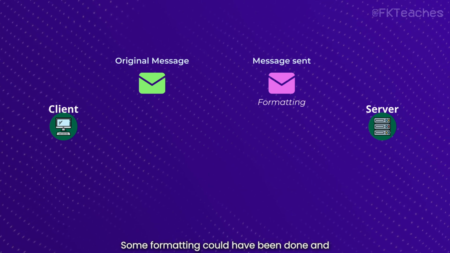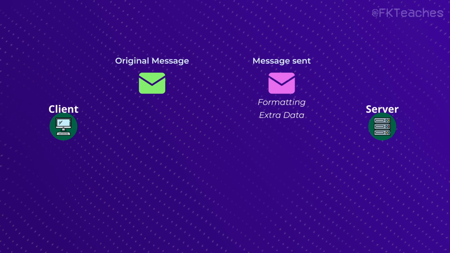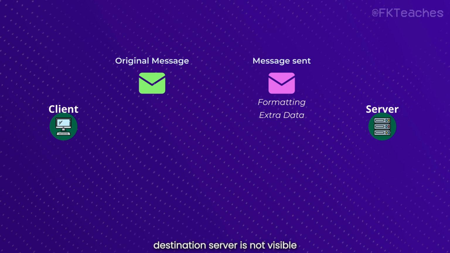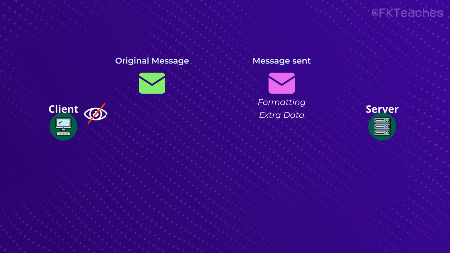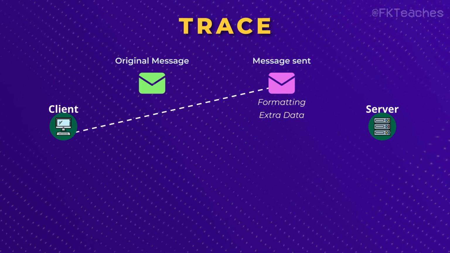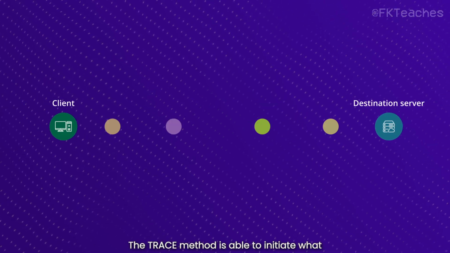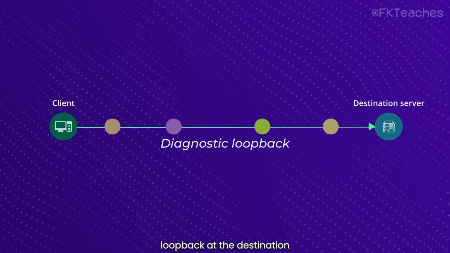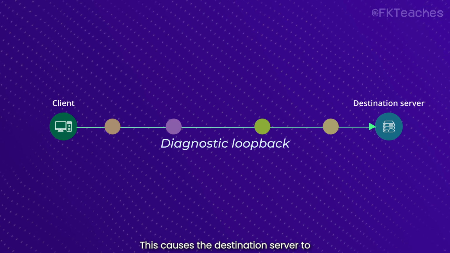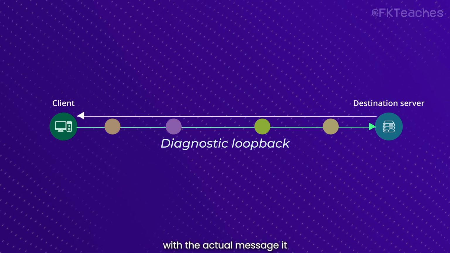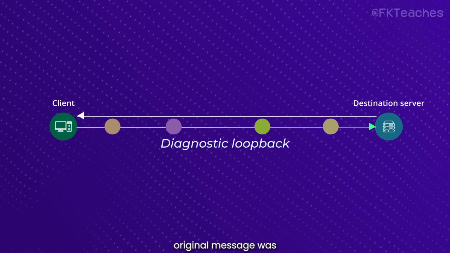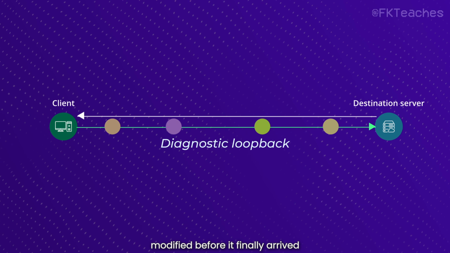Some formatting could have been done, and extra data may have been added. This new form of the message that eventually gets to the destination server is not visible to the client that sent it. However, with the trace method, you can track and view it. The trace method is able to initiate what is called a diagnostic loopback at the destination server. This causes the destination server to bounce back a response with the actual message it received. This way, the client can see how its original message was modified before it finally arrived at the target.